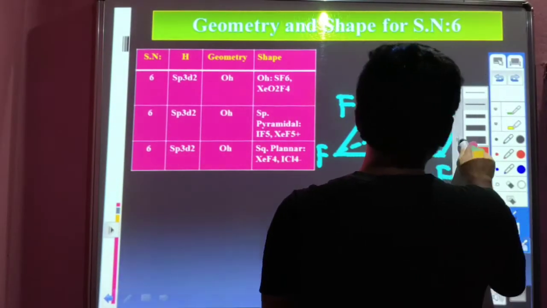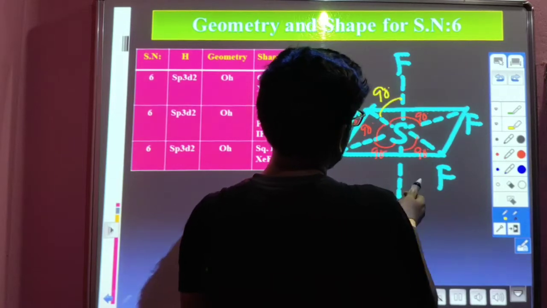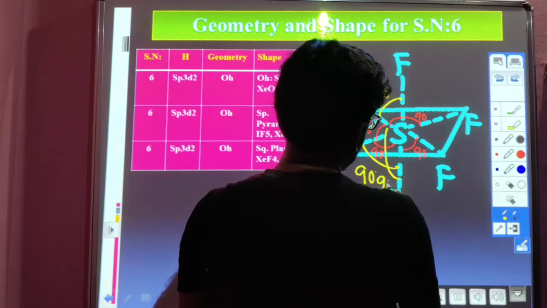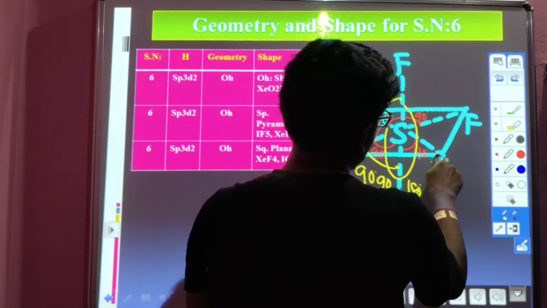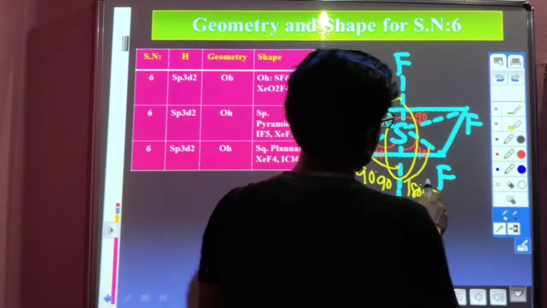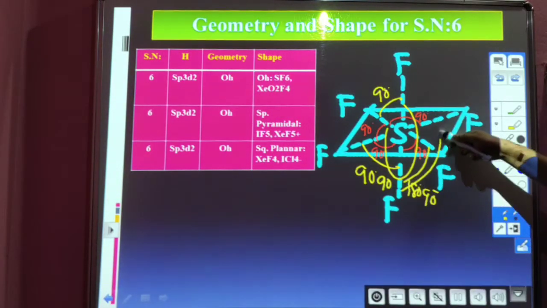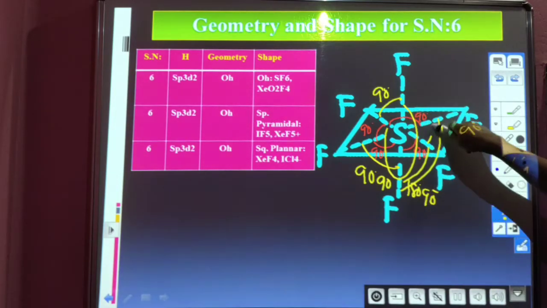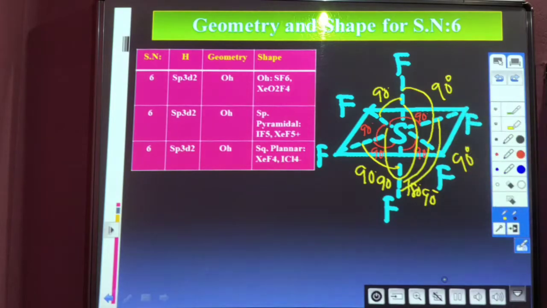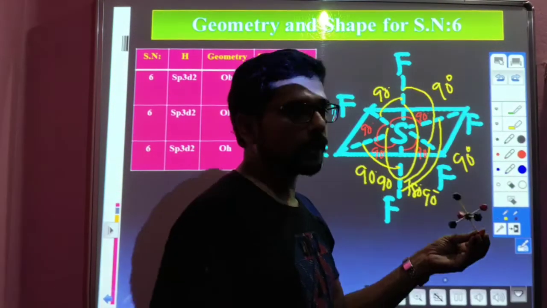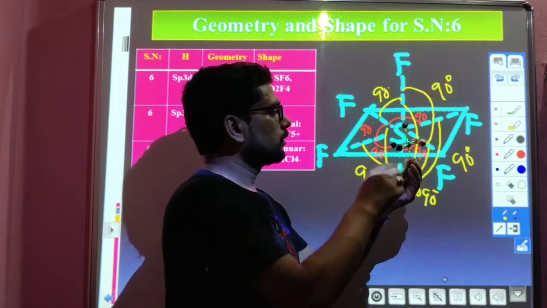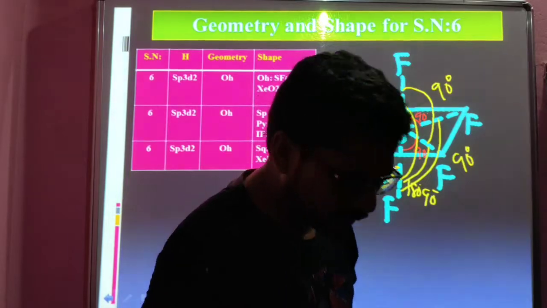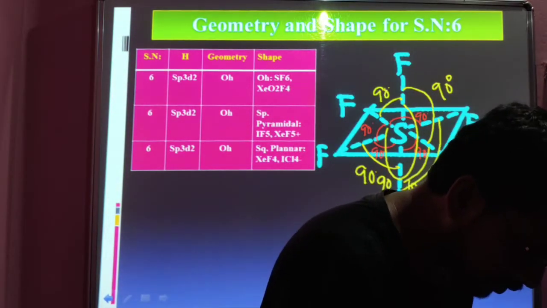How about this one? This is 90, this is 90, this is 180, and this one is 90. Do you get it? This is so confusing. From here you cannot understand. I will show you the model. Then you can understand it. Look at it carefully.